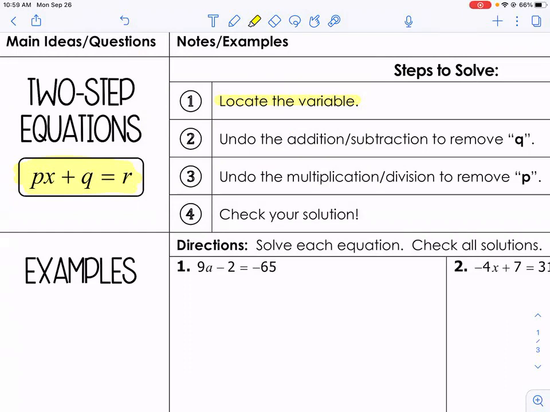Okay. Now, if you have something multiplied or divided to X, and then after it, you have something added or subtracted, we're going to have to go in the reverse order. The first thing we're going to have to do is undo the subtraction or addition. Then our second step is going to be to undo the multiplication or division. Okay, and just like we did last week, we're still going to work on checking our solutions to make sure we got the right answer.